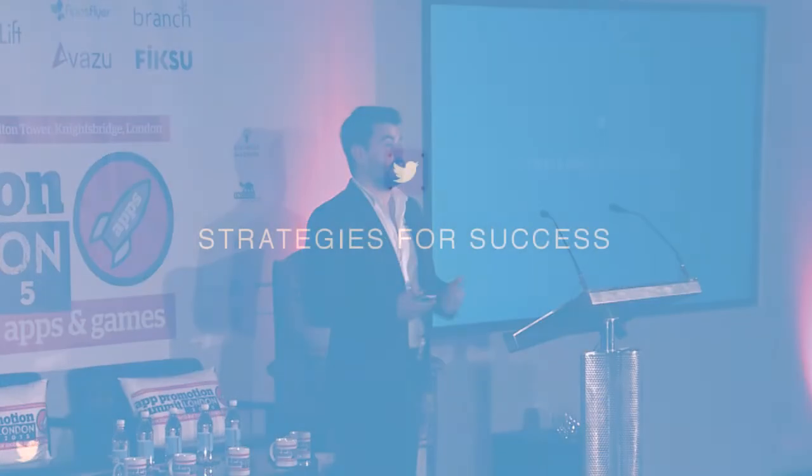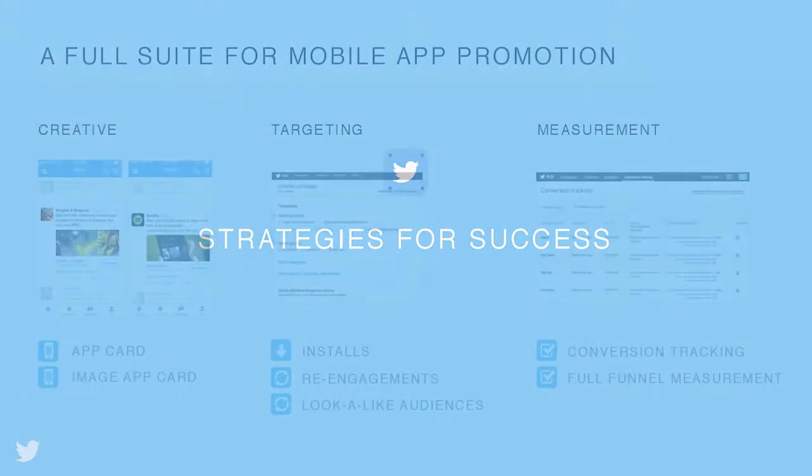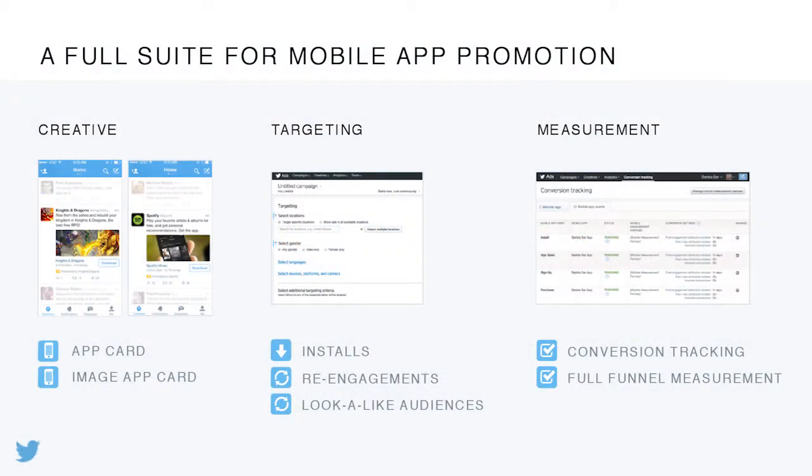I want to chat a little bit about strategies for success on the Twitter platform and how our solutions for marketers have evolved over the course of the last year. Mobile app promotion on Twitter is a very simple solution. It's composed of 3 core pillars. The first is creative, the second is targeting, and the third is measurement.